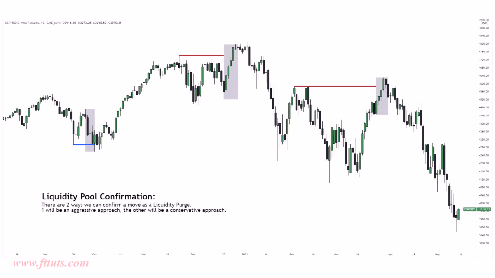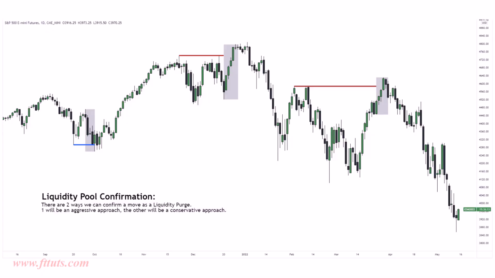So when a liquidity purge happens, how do we confirm that's actually a liquidity purge? There's two ways. One will be an aggressive approach, and the other will be a conservative approach. It depends on what style of trading you like. What type of trader are you? Are you an aggressive trader, or are you a conservative trader?